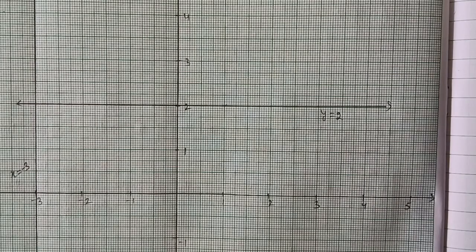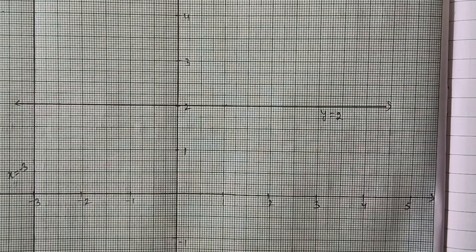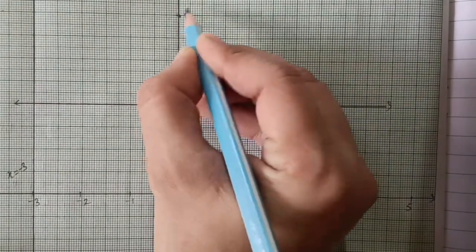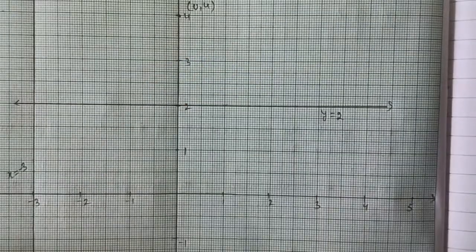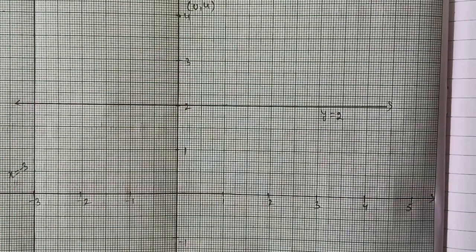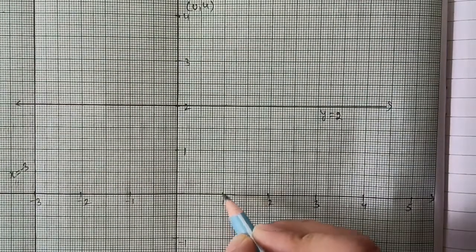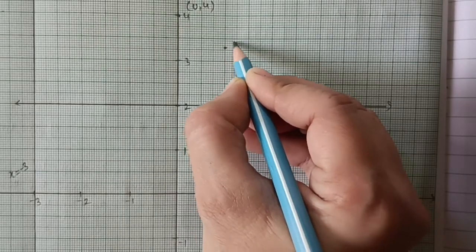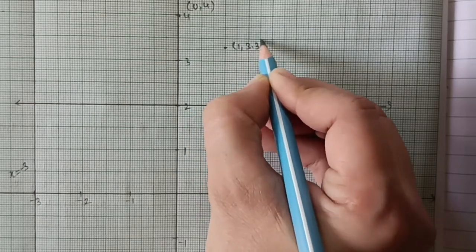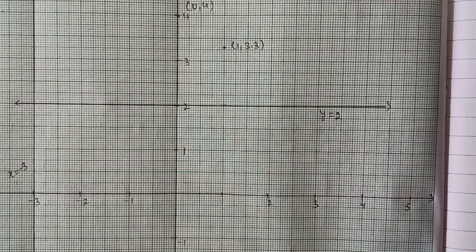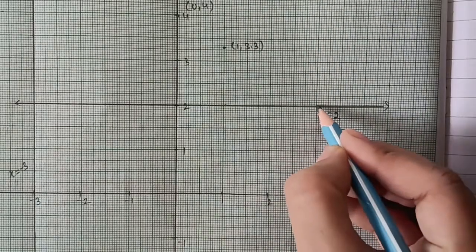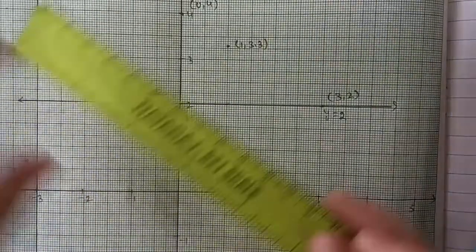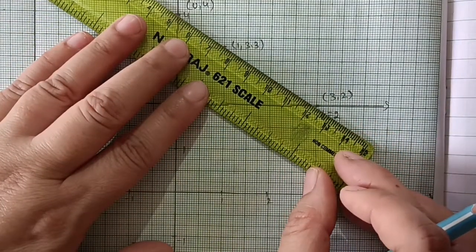Now for the third equation, 3 plotting points. First point we have 0, 4. This is the first point. Second point we have 1, 3.3. So here it will be 3.3. And third point 3, 2. This is the third point. Now we'll join these 3 points and we will extend this line.